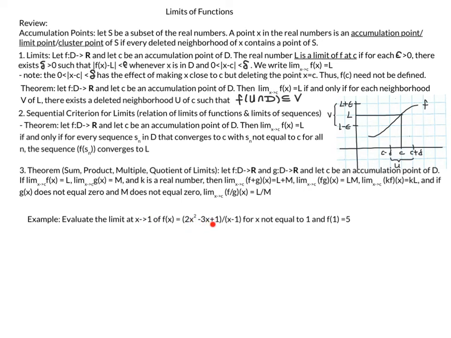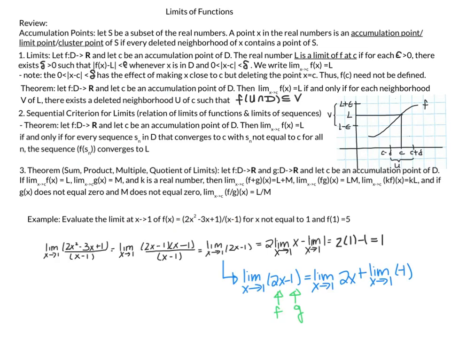Our next example is to evaluate the limit as x approaches 1 of f of x equal to 2x squared minus 3x plus 1 divided by x minus 1. Just note, because it says evaluate, we want to use this theorem to evaluate the limit. We're not trying to prove a limit. I went from this step to this step, skipping a few things, so over here I wrote it out in more painful detail.